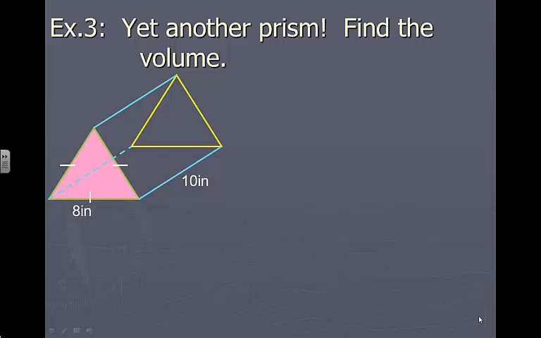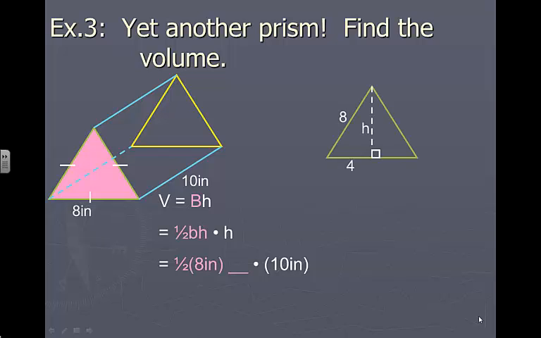Alright, so another prism. Again, we have to figure out the area of the base and multiply by the height. So I've got to figure out the area of that triangle. I know I'm going to have to use 1/2 base times height because it's a triangle. The base is going to be 8, and I've got to figure out the height of that triangle. Half of that base is 4, because if the whole thing is 8, then half of it is 4. If I draw a straight line up, that's the height.